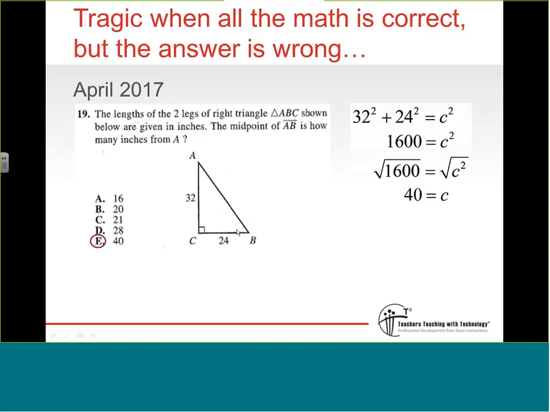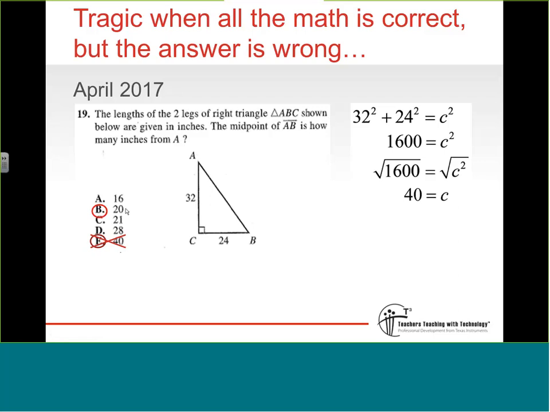However, what happens to a lot of students is they do all the right math, they get the answer of 40, and they circle it, and they think they've got it. And that's the tragedy, is they sometimes don't. They expected the question to ask how long is the hypotenuse, but actually 40 is not the right answer there. If you read the question, the midpoint of AB is how many inches from A. So the midpoint is somewhere around right there. Half of that distance of the hypotenuse is only 20, and so 20 would be the correct answer.